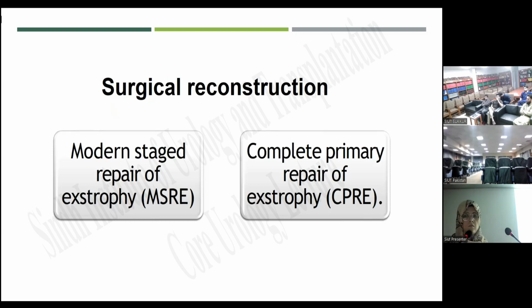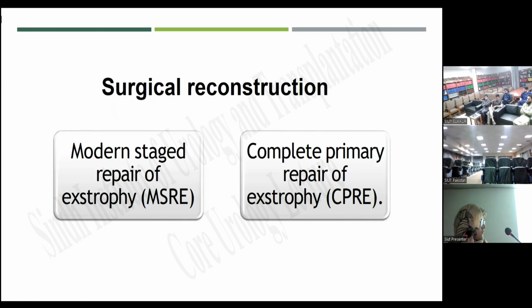In the modern staged repair of exstrophy, we do a staged repair. In the first stage, we close the bladder. In the second stage, we repair the epispadias. And in the third stage, we reconstruct the bladder neck, at different ages of the patient. In complete primary repair of exstrophy, we do bladder closure as well as epispadias repair at the same stage.